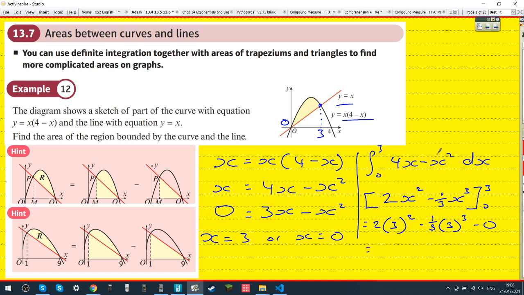I got 9 as the answer. Okay. And so the total area is 9. We want just the shaded area. How would you do that?